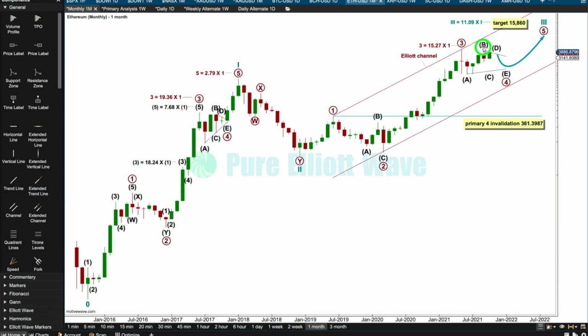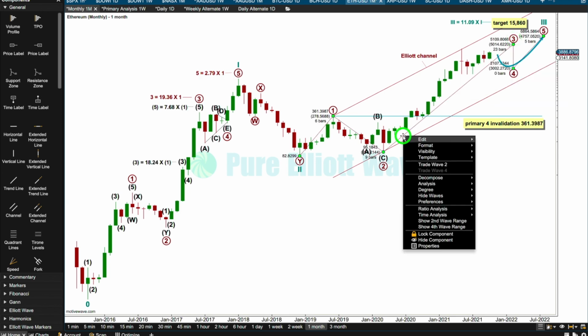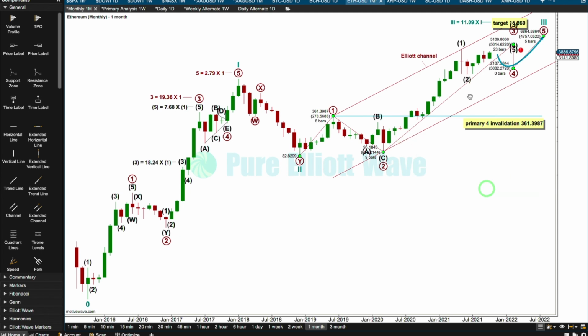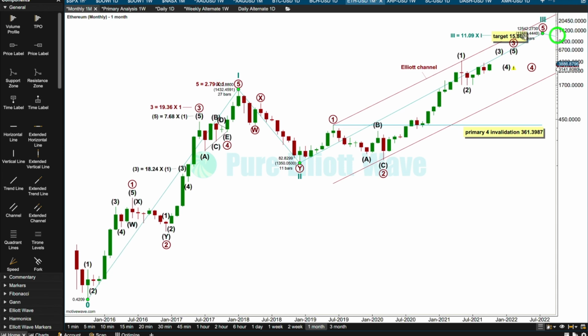So I'm going to change this now to fit with the alternate, and I'm going to relabel this. Let's get some labels in here, and I'm going to swap the labeling of my main and alternate wave counts over at lower time frames. Let's bring that up here. Here's a useful feature of motive wave. It's telling me that my fourth wave is overlapping first wave price territory.